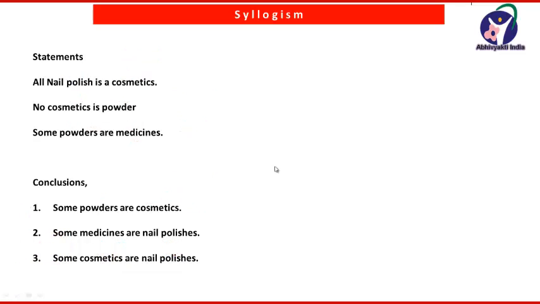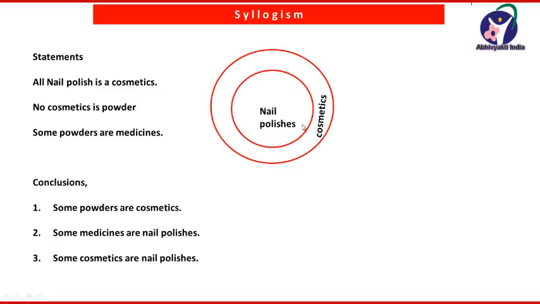Now let us solve this with the help of Venn diagram. Here the first statement is all nail polish is a cosmetic. So it will be like this: all nail polish is cosmetics. So the circle of nail polish will be inside the circle of cosmetics.